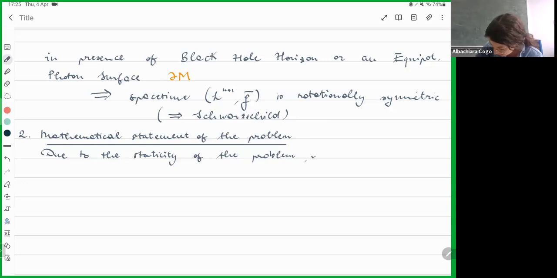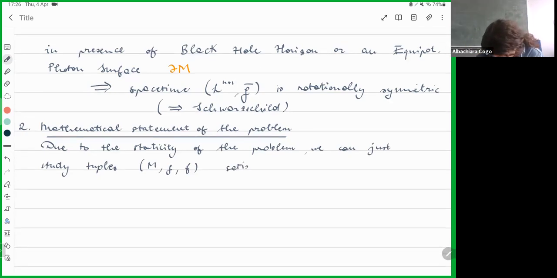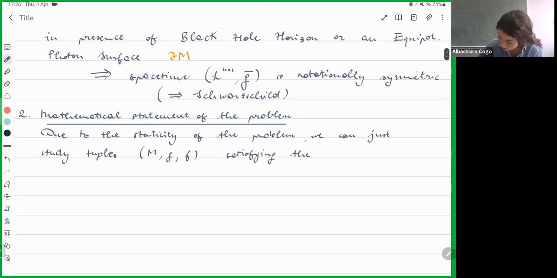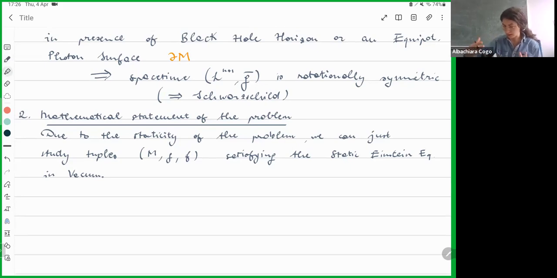So we can just study tuples, so M, g, and the lapse function. So we have a one-to-one correspondence between this and the whole spacetime, satisfying the static Einstein equation in vacuum. So if we rewrite the Einstein equation, which is Ricci equals 0 of the spacetime metric, in terms of the time slice metric, we find the following system, which I'm going to call static vacuum Einstein equation, SVE.